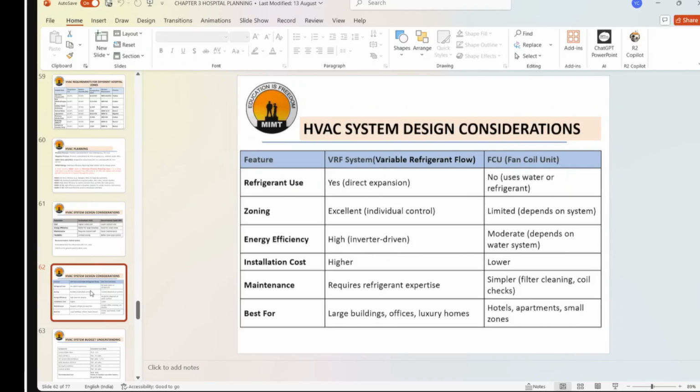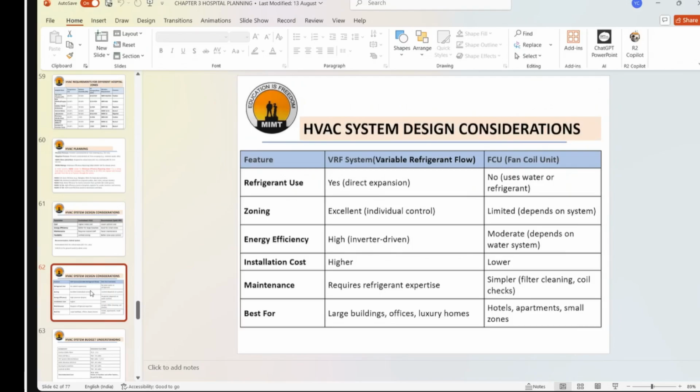And the maintenance part is slightly complicated in the VRF system, but it is simpler in the fan coil unit. VRF is good for large buildings, offices, and luxury homes. And the fan coil unit is good for hotels, apartments, and small zone kind of things.